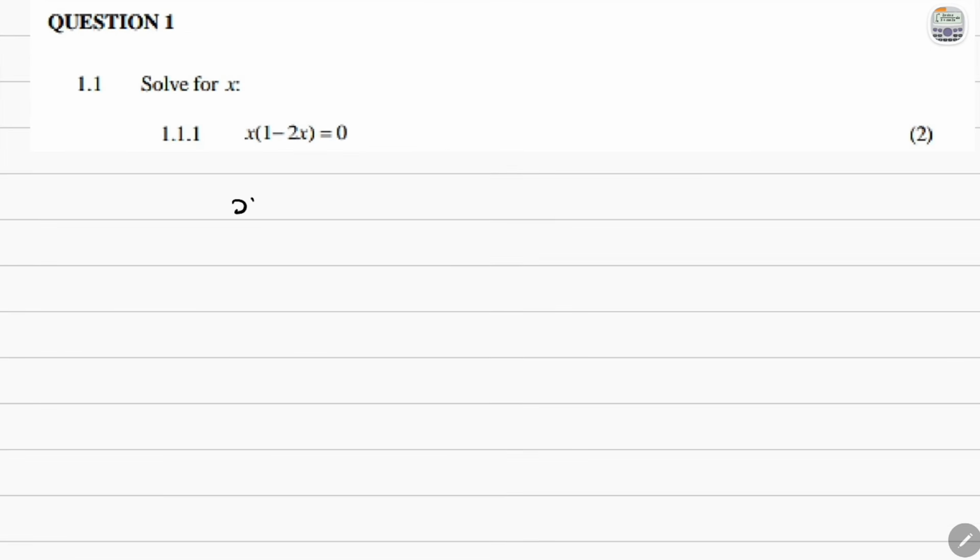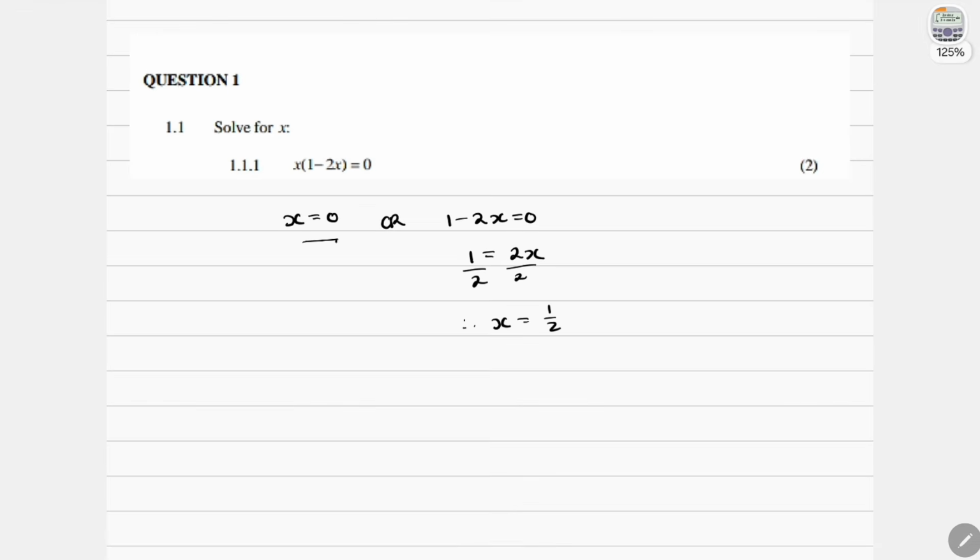So we'll simply say x is either equal to 0 or 1 minus 2x is equal to 0. Then solve for x by taking negative 2x over, so 1 equals positive 2x, and divide both hand sides of the equation by 2. Therefore, x is equal to 1 over 2. And that is our answer. Moving on to the next question.